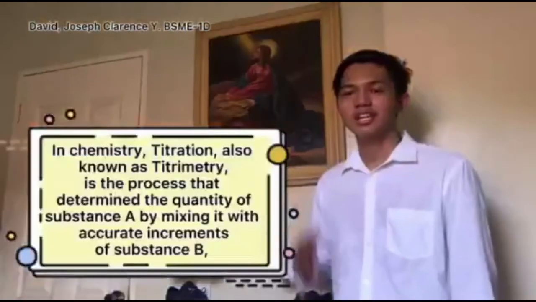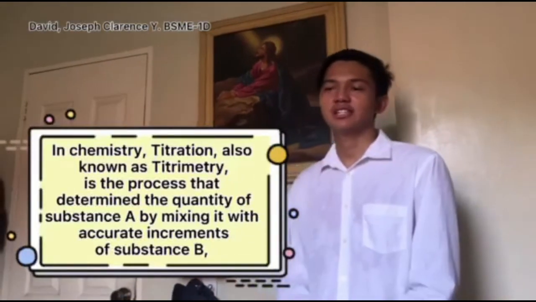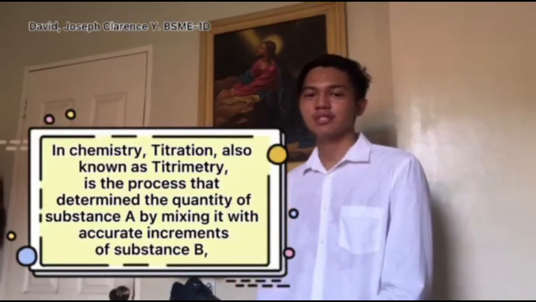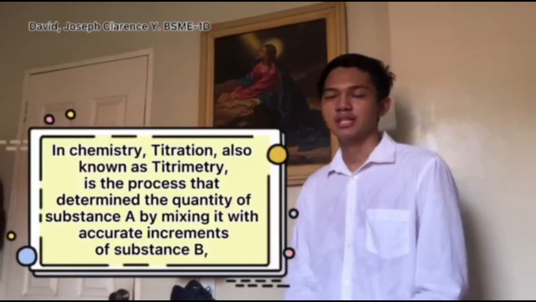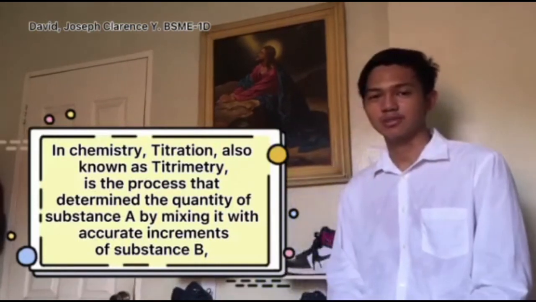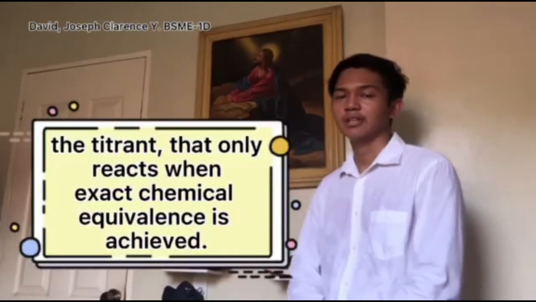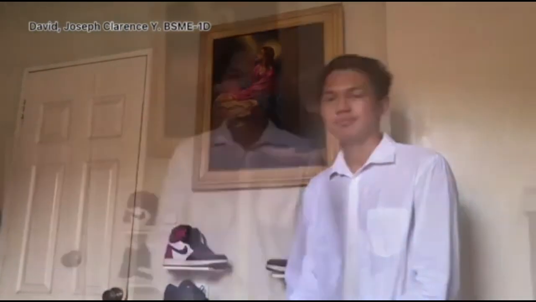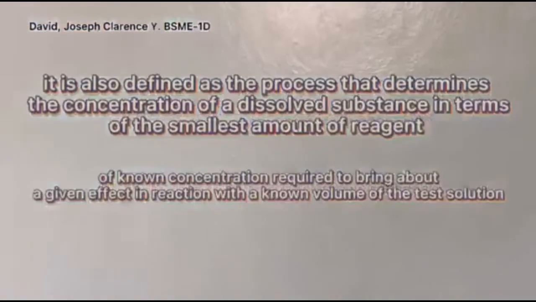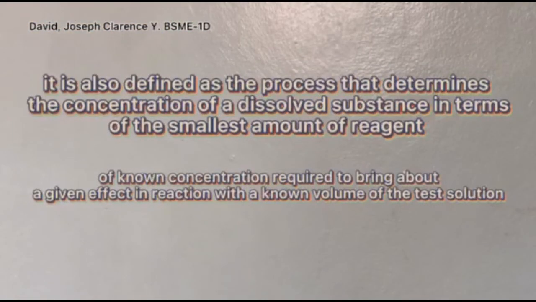To proceed, we are now going to discuss titration. In chemistry, titration is the process that determines the quantity of substance A by mixing it with exact increments of substance B, the titrant, which only reacts when the exact chemical equivalence is achieved. According to Merriam-Webster, it is also defined as the process that determines the concentration of a dissolved substance in terms of the smallest amount of reagent of a known concentration required to bring about the given effect of a reaction with a known volume of the test solution.